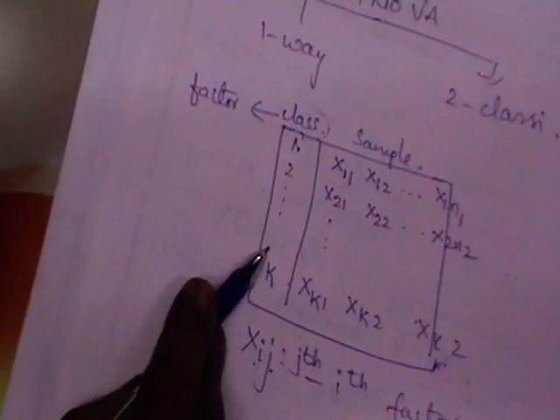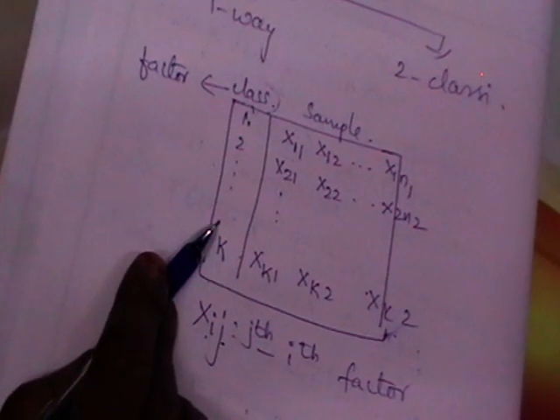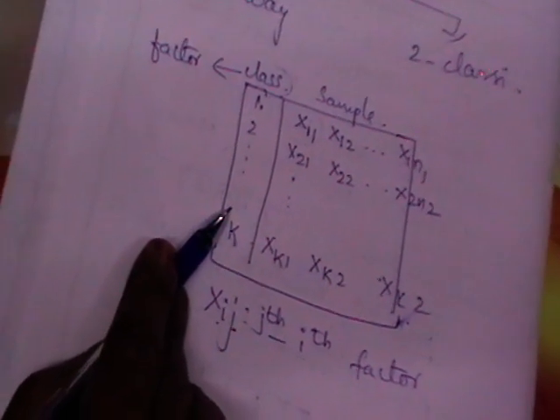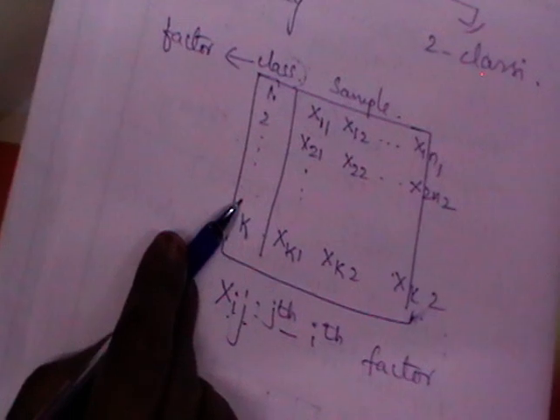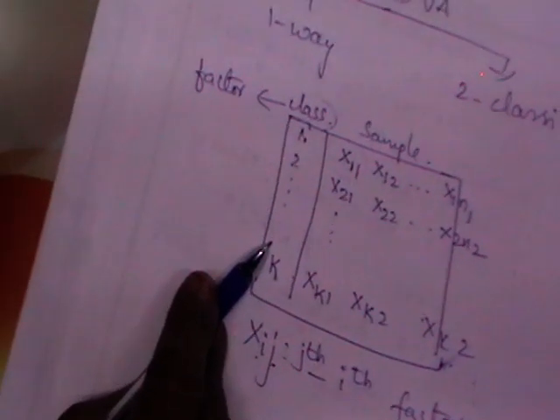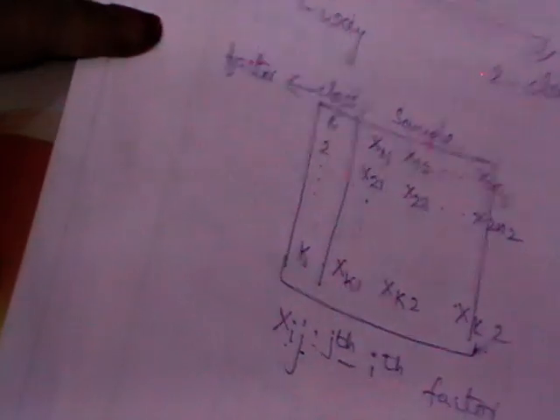So for this, the ANOVA calculation part consists of a step-by-step procedure. Let us see what those steps are.